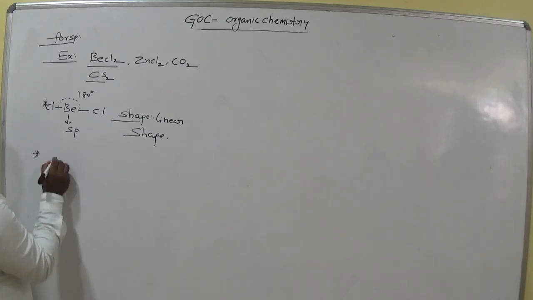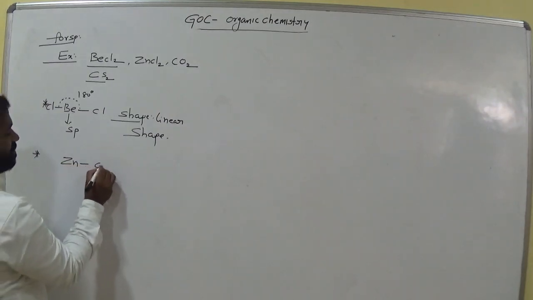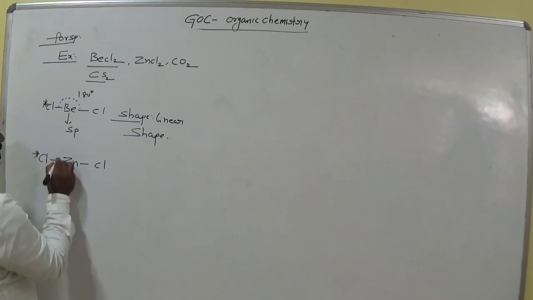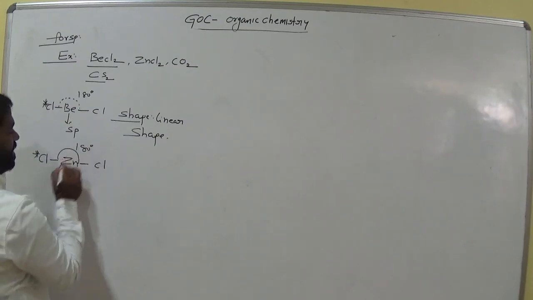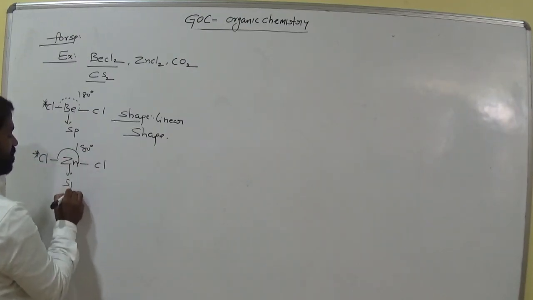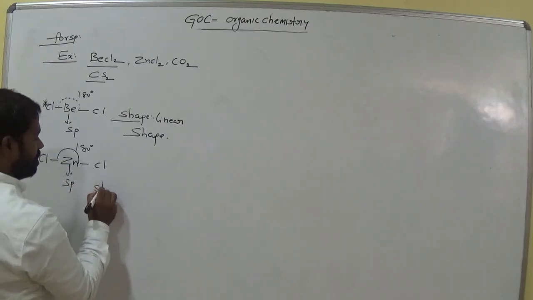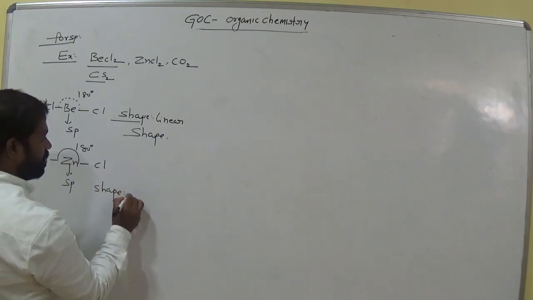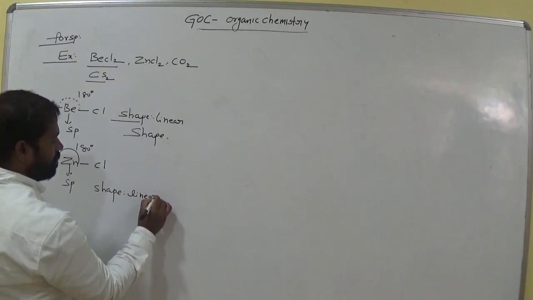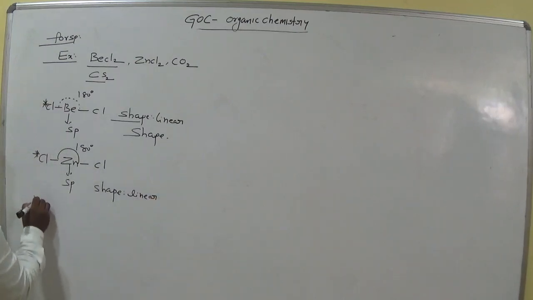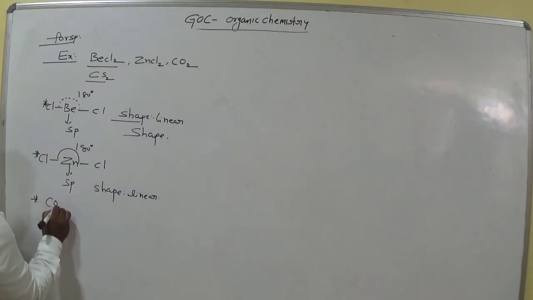Next come to ZnCl2. Zn is the central atom. What is the bond angle? 180 degrees. And which hybridization does it undergo? sp hybridization. Shape? Linear shape. Okay. Next come to CO2, carbon dioxide.